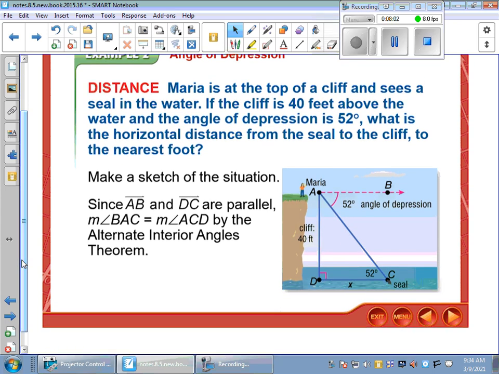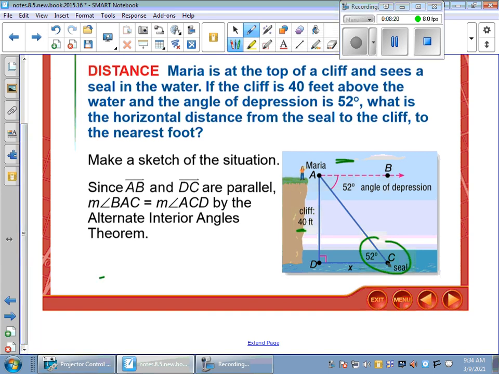A person at the top of a cliff sees a seal in the water. The cliff is 40 feet, so 40 feet here. Angle of depression is 52. So again, you have a straight line here. That's where you're looking, and then the 52 down. And then you just bring it down here. So again, here's your angle.